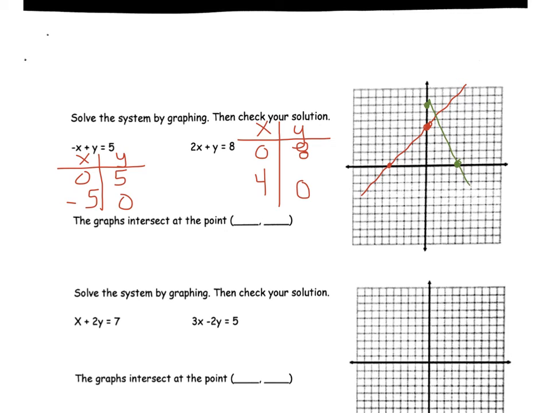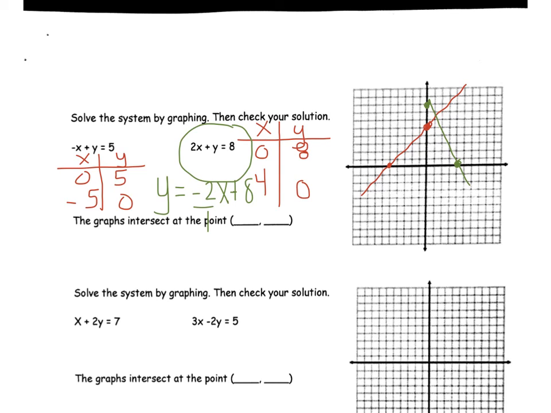Now you're probably saying, it is hard to tell where it intersects. I agree. Sometimes it's easier to tell when they intersect if you put them in slope-intercept form and use the slope. So I'm going to take this equation right here and put it in slope-intercept form. To do that, I'm just going to subtract 2x. So it'll be y equals -2x plus 8. When I do that, my slope is -2 over 1.